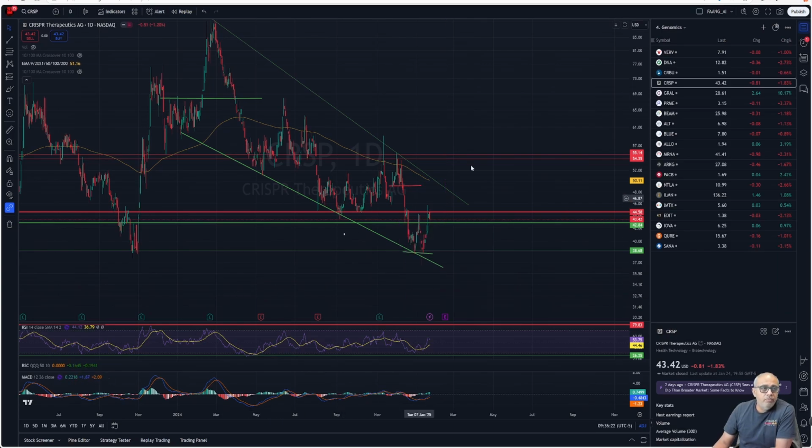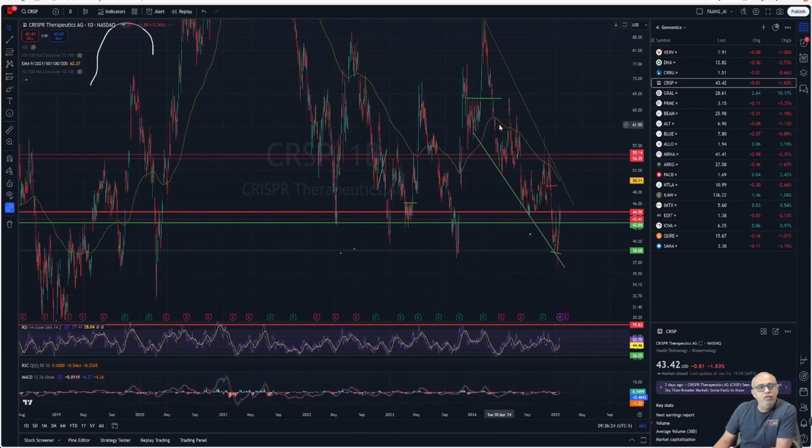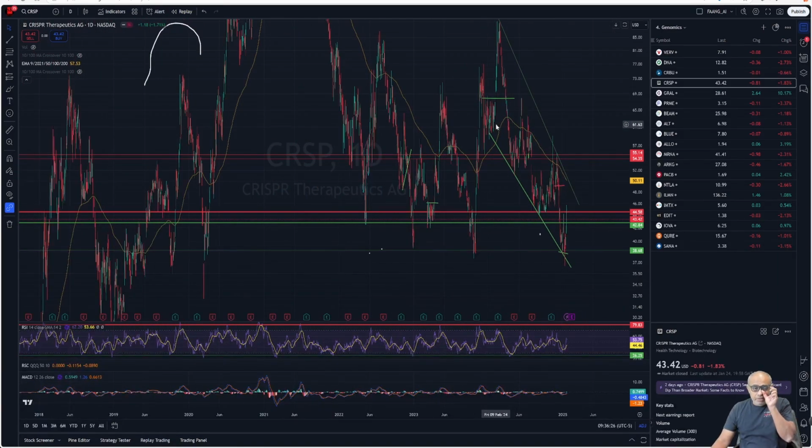Now, if we were to move out and look in the larger context, you will see that we have been this low in the past, somewhere around March of 2020. That's almost 2 years ago.